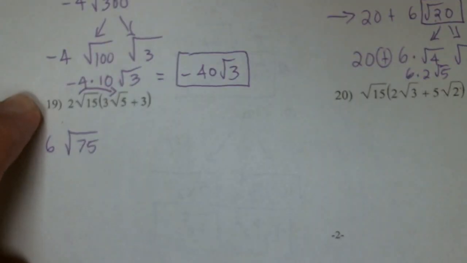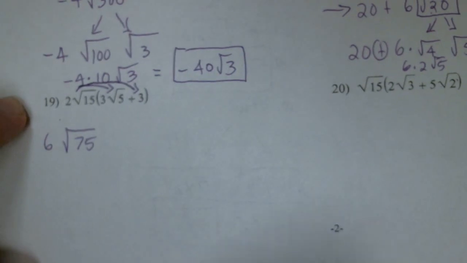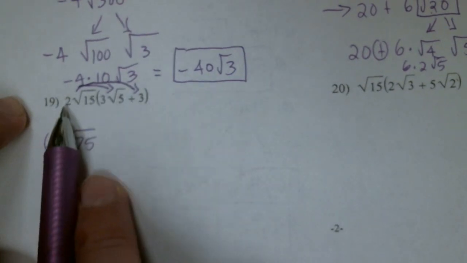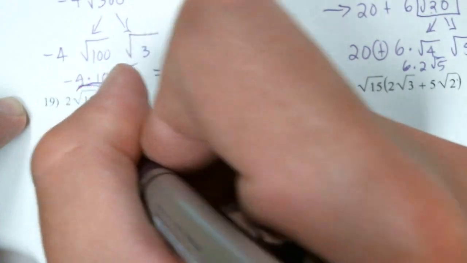All right, so next we've got... now we're going to distribute the 2 root 15. We're going to multiply that times 3. I don't have a radical, so I just multiply the 2 coefficients. 3 times 2 is plus 6 root 15.